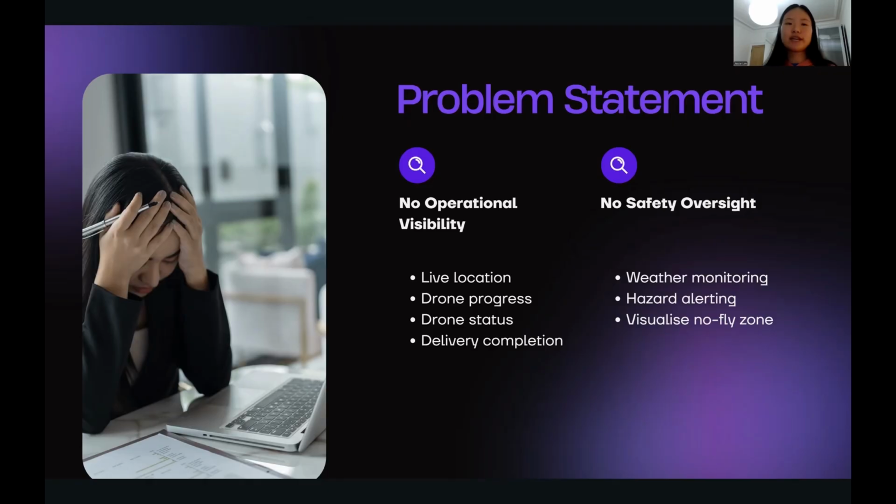Second, no safety oversight. There is no weather monitoring or hazard alerting, so operators cannot assess whether drones are encountering dangerous conditions such as strong wind and precipitation that require human intervention. Now let me show you the solutions to the problem stated.